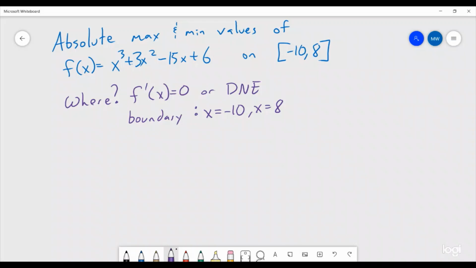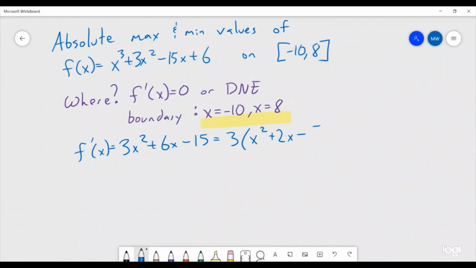And the others, we're going to need to go through and solve for where f prime is equal to 0. So f prime of x, this is 3x squared plus 6x minus 15, which factors out a 3, and we're left with x squared plus 2x minus 5. If we don't see how we can factor this, which I personally don't, we are going to use the quadratic formula. So that says that our solutions are x equals opposite b plus or minus the square root of b squared minus 4ac all over 2a.